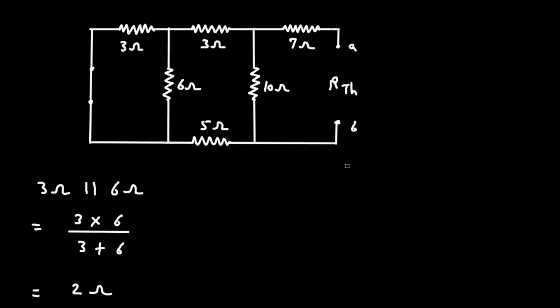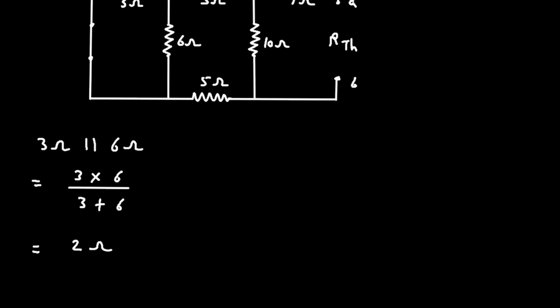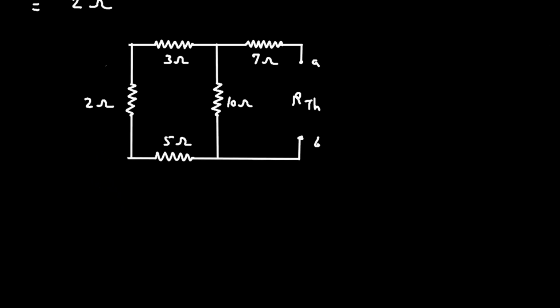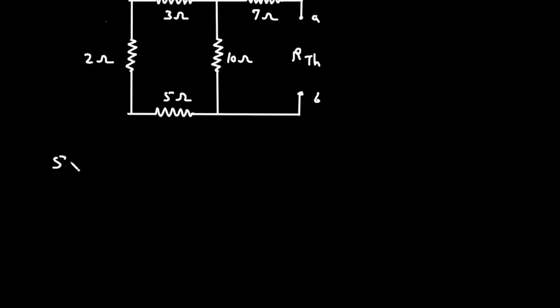Now let's copy this circuit. Now we can replace this 3 ohm and 6 ohm by a single resistor of 2 ohm. So this resistance will be 2 ohm now. Now we can see 2 ohm, 3 ohm and 5 ohm are connected in series. So let's solve this. 5 plus 2 plus 3. So 5 plus 2, 7. 7 plus 3, 10. So this will be 10 ohm.